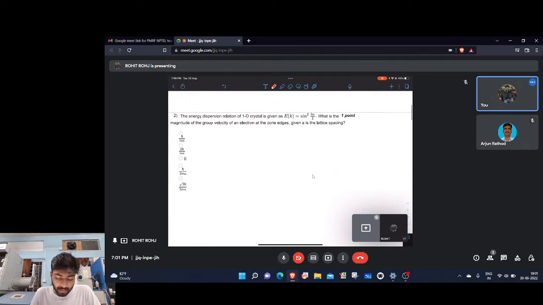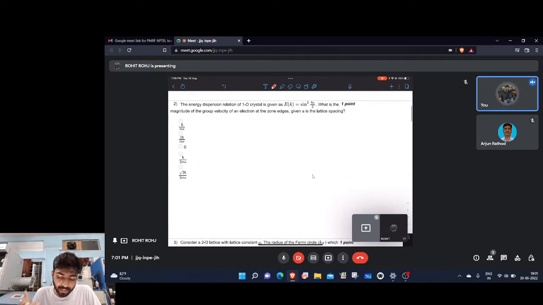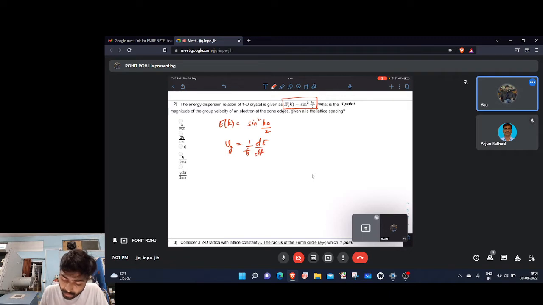Now the second question: the energy dispersion relation of a one-dimensional crystal is given by E(k) equals sine square ka by 2. Then what is the magnitude of group velocity? Since E(k) is given as sine square ka by 2, and we know that the group velocity expression is 1 by h cross dE by dk, we plug these values in: d by dk of sine square ka by 2.